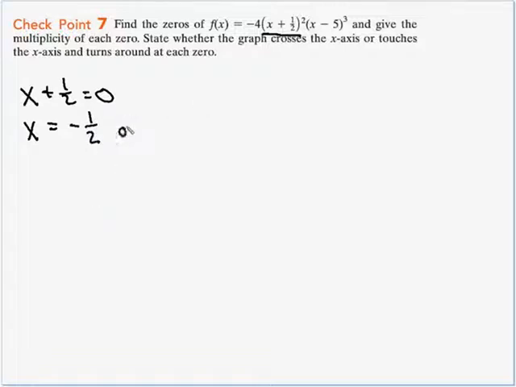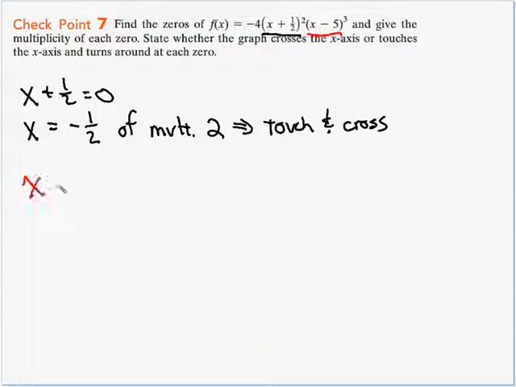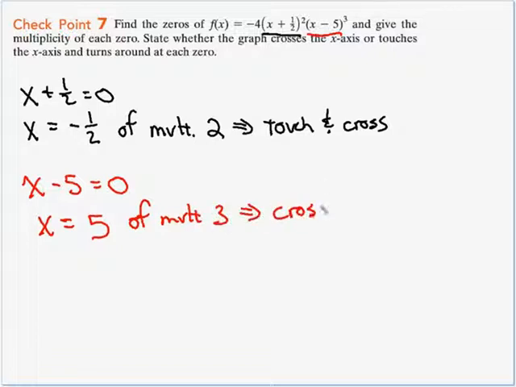That's a 0 of multiplicity 2. And that tells us we're going to touch and turn. We're not going to cross the x-axis. Our next factor is x minus 5. Set that equal to 0. Add 5 to both sides. x is 5. And this is of multiplicity 3. Odd multiplicity means we're going to cross the x-axis.